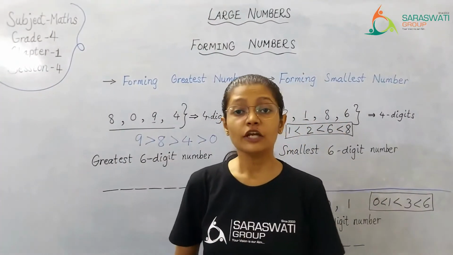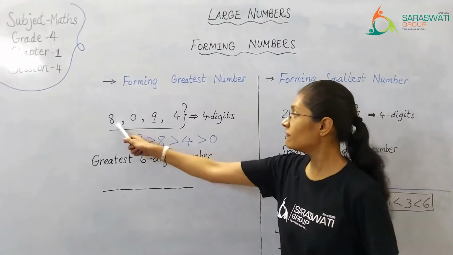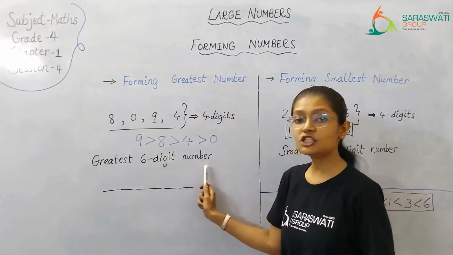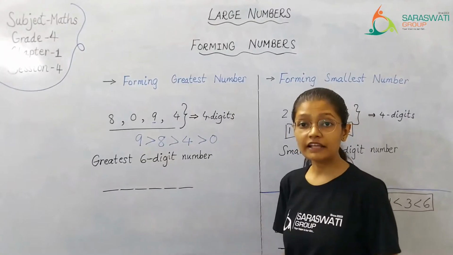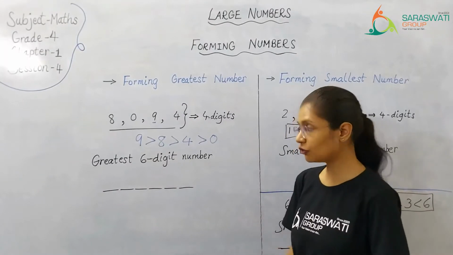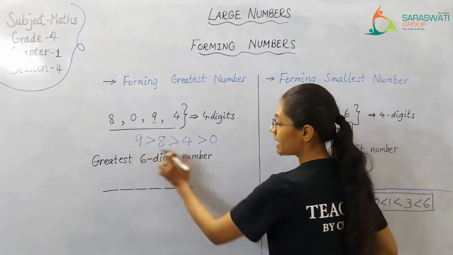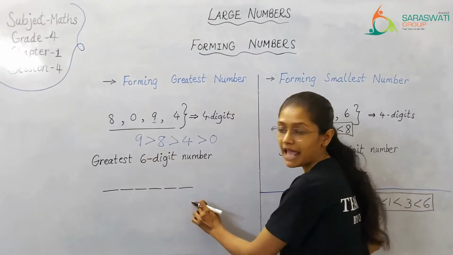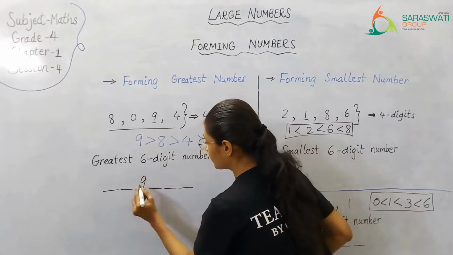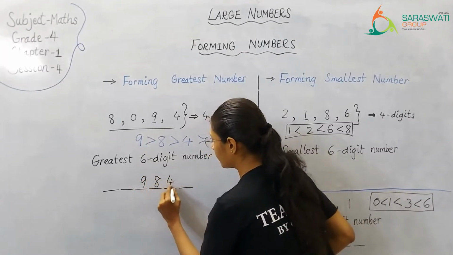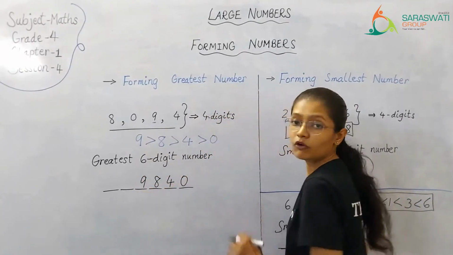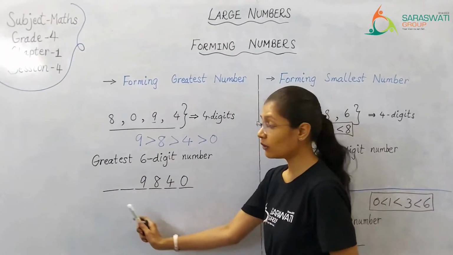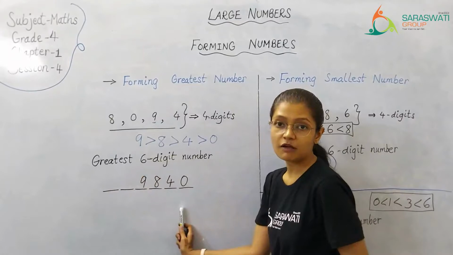Now students, using the same set of 4 digits, if we want to form the greatest 6-digit number over here, then what will we do now? So first we will write these 4 digits over here in these 4 blanks. Now what about these 2 blanks? What about these 2 places, as we want to form the greatest 6-digit number?